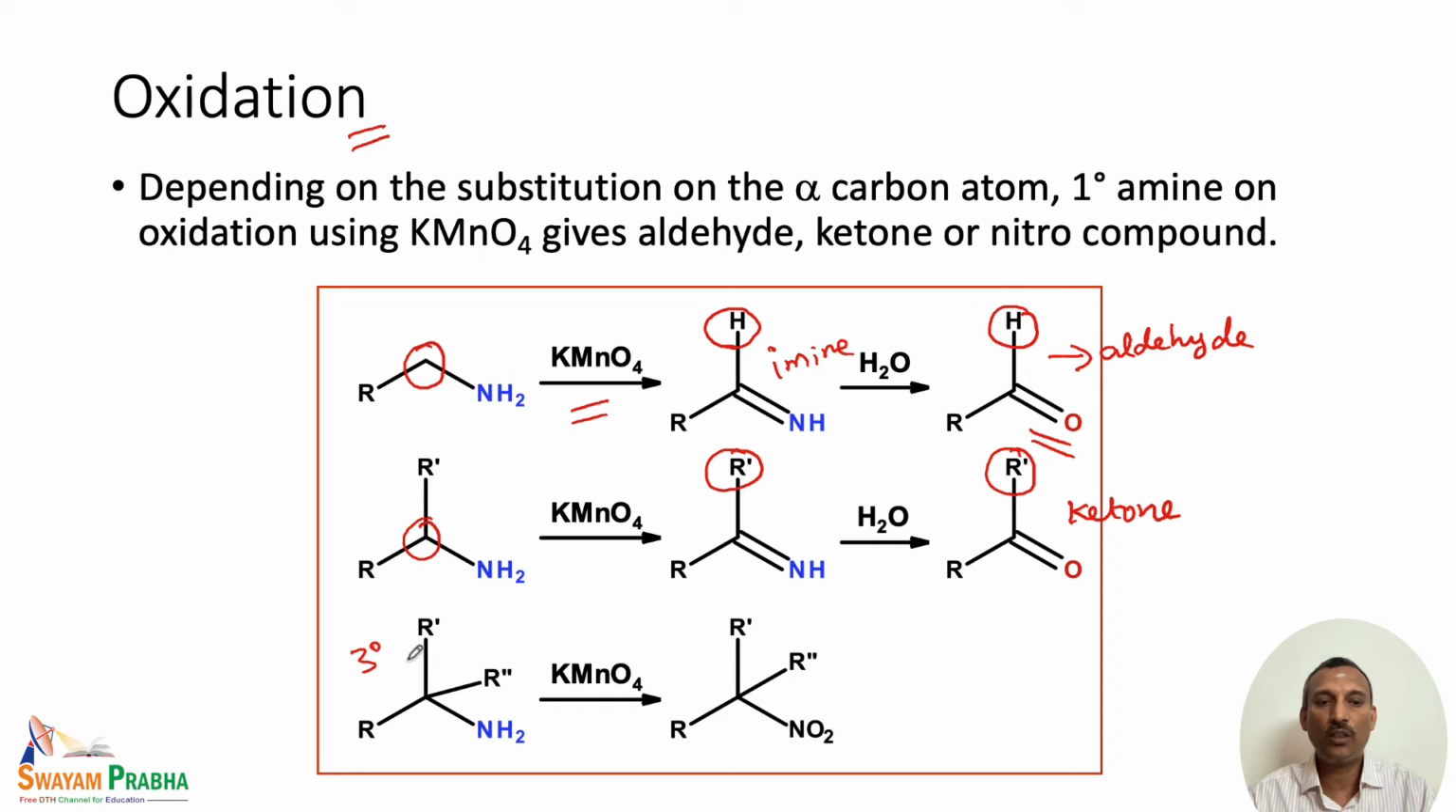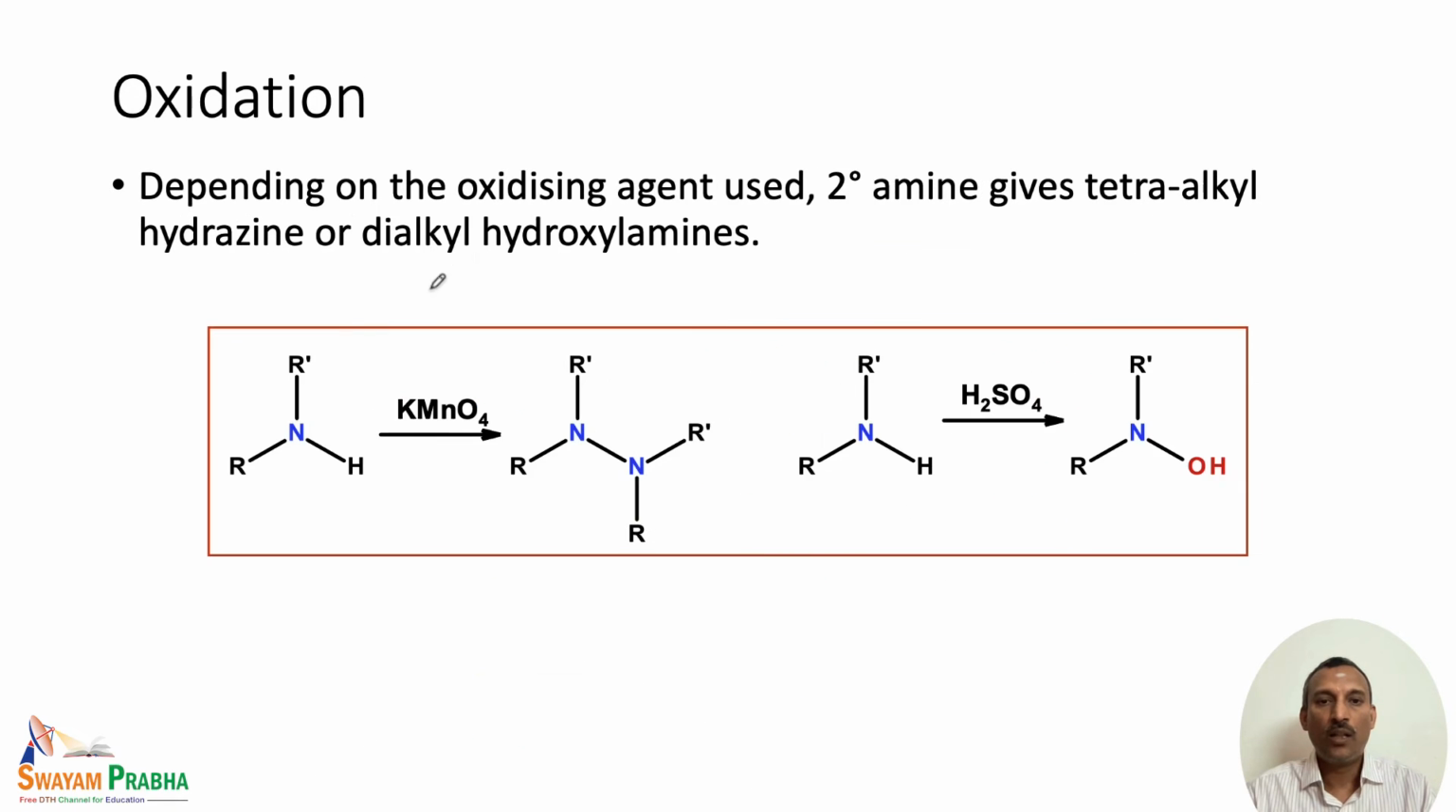If the alpha carbon is tri-substituted, then we get nitro derivative. So, depending on what is the substitution on this particular carbon, we can get either aldehyde, ketone or the nitro derivative. This is the oxidation by KMnO4. Depending on the different types of oxidizing agent used, we may end up with different types of products for secondary amines. The previous one that we saw was a primary amine.